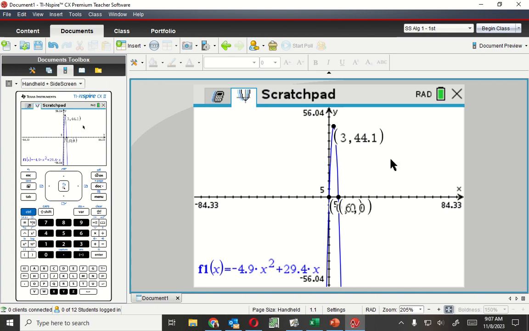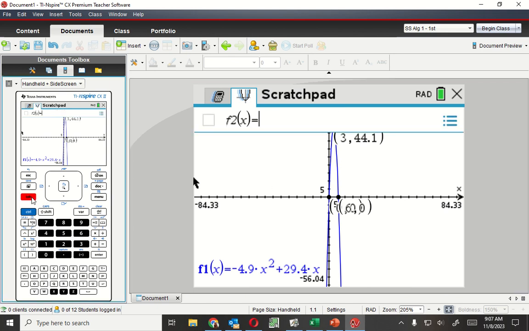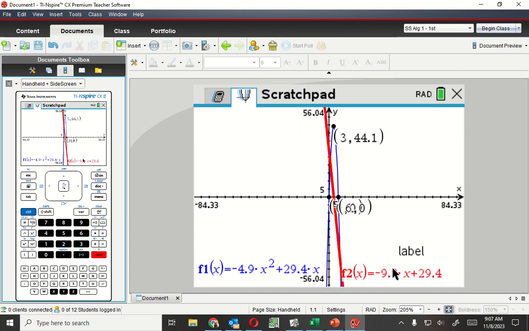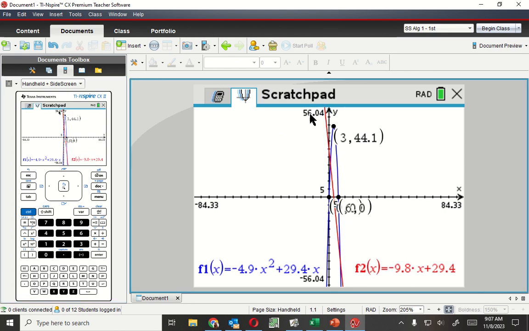All right, and watch this. I'm going to hit tab, and I'm going to put the equation of the derivative in there now for my second one. So that's going to be negative 9.8x plus 29.4. There we go. So I have this here. Let me change my window. I don't like this window.